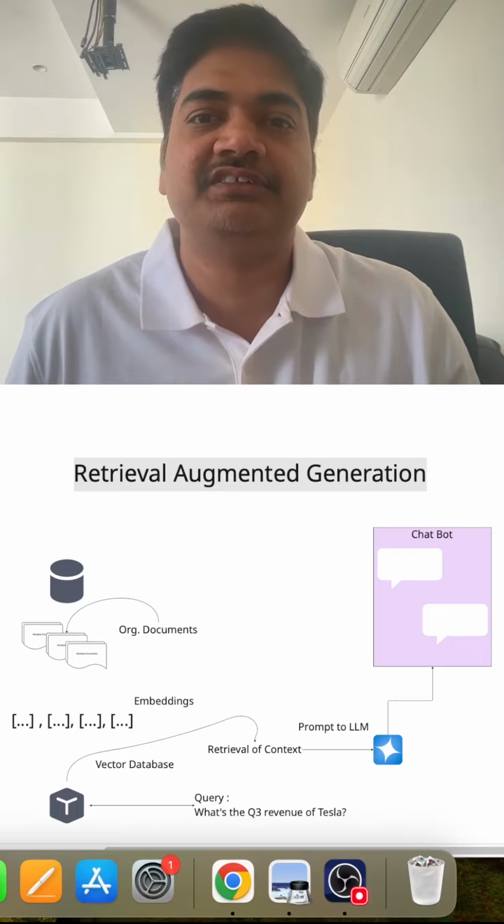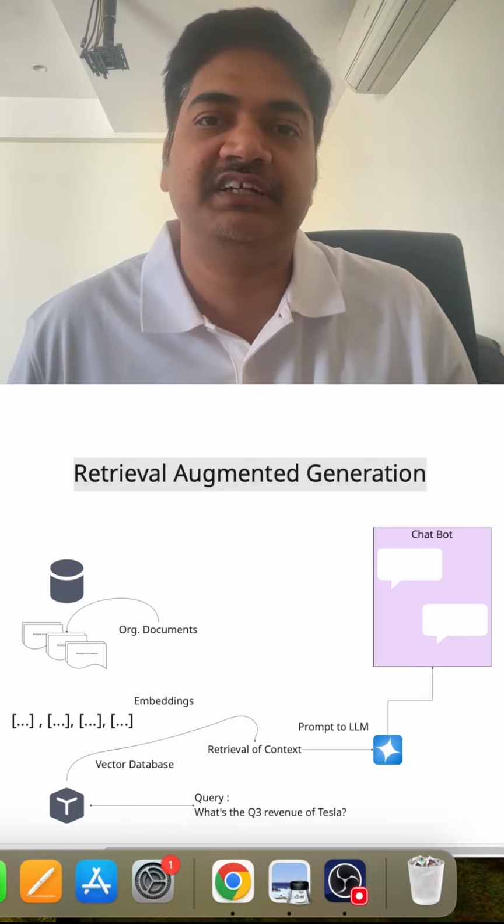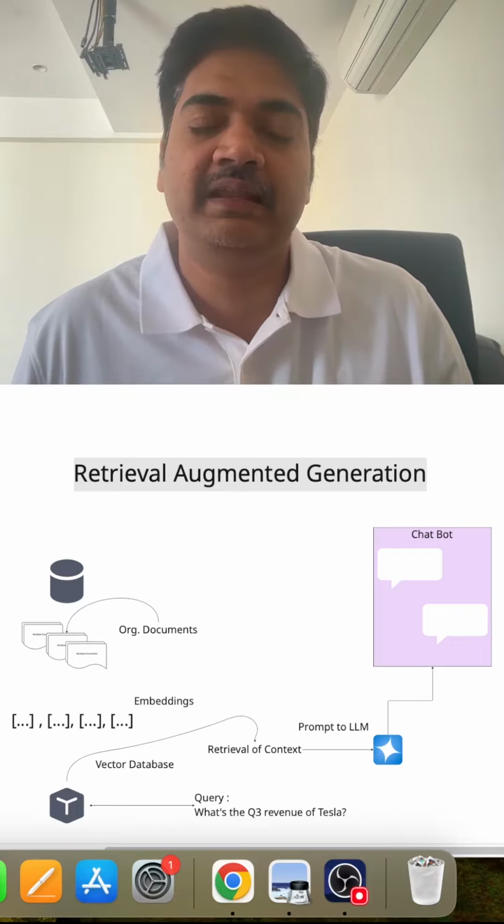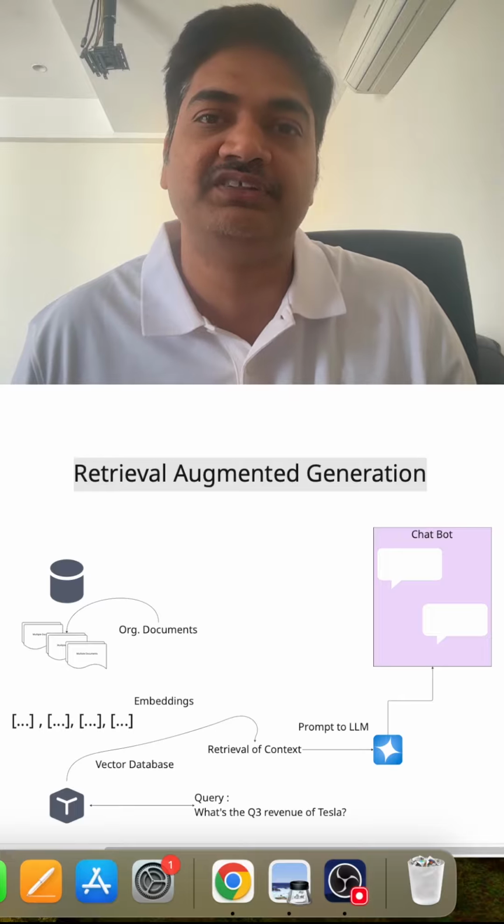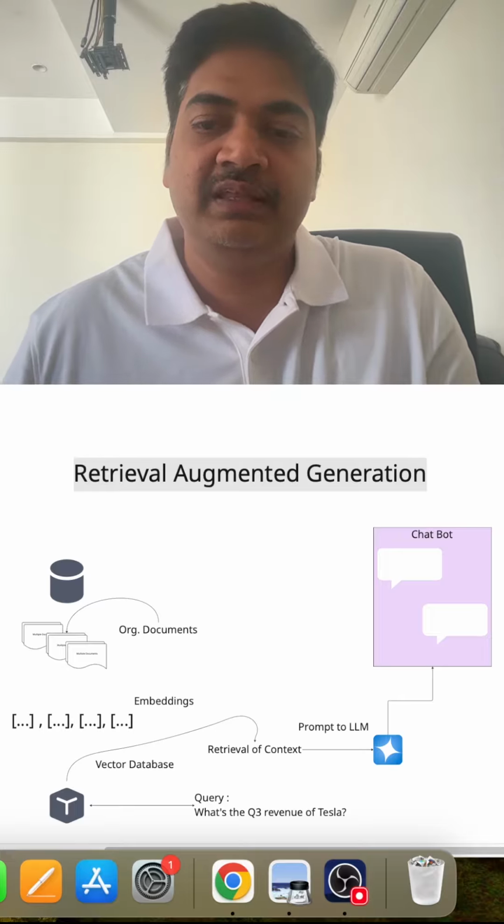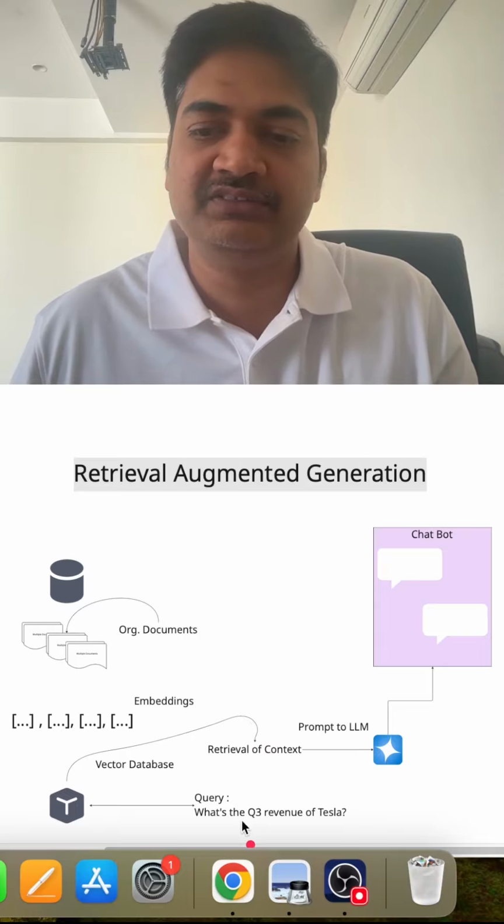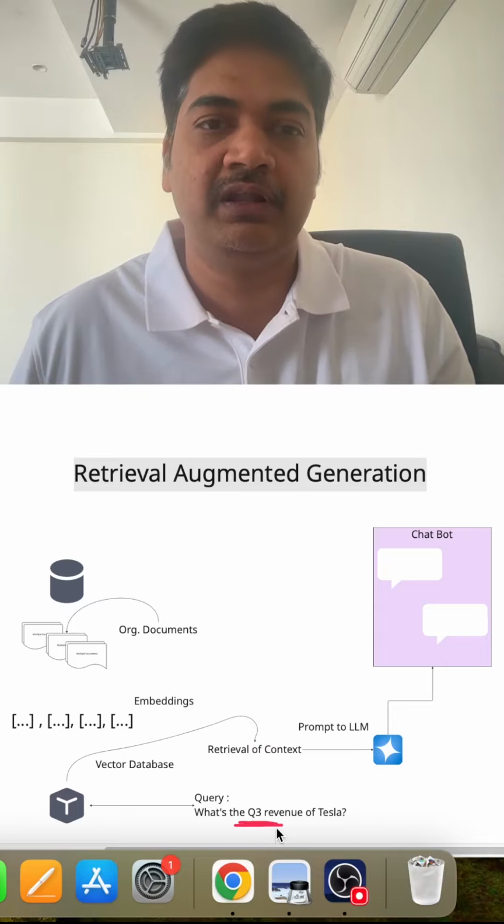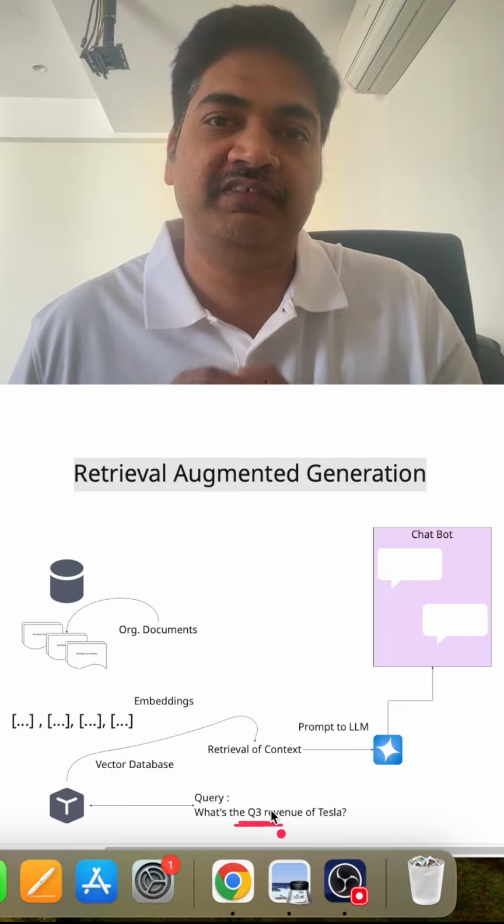In this short video, let's try to understand what retrieval augmented generation is and how it's going to help LLMs provide a more grounded response than hallucinating based upon their external knowledge. In the particular example that we are looking at, the user is asking a query to find what the Q3 revenue of Tesla is.